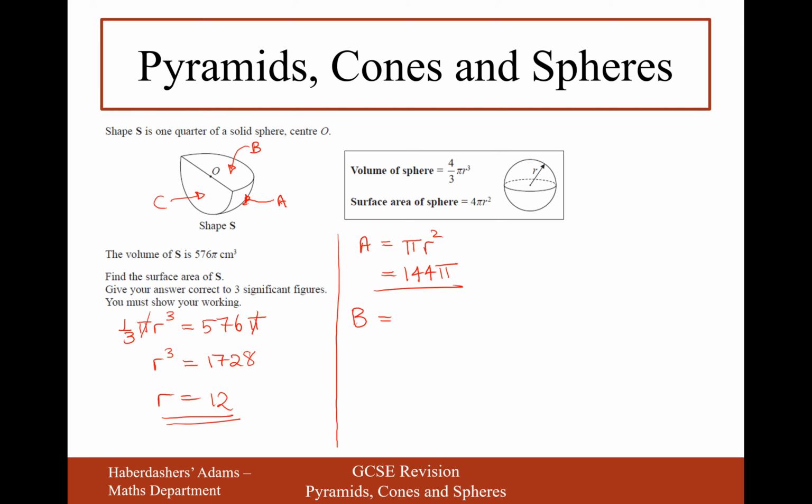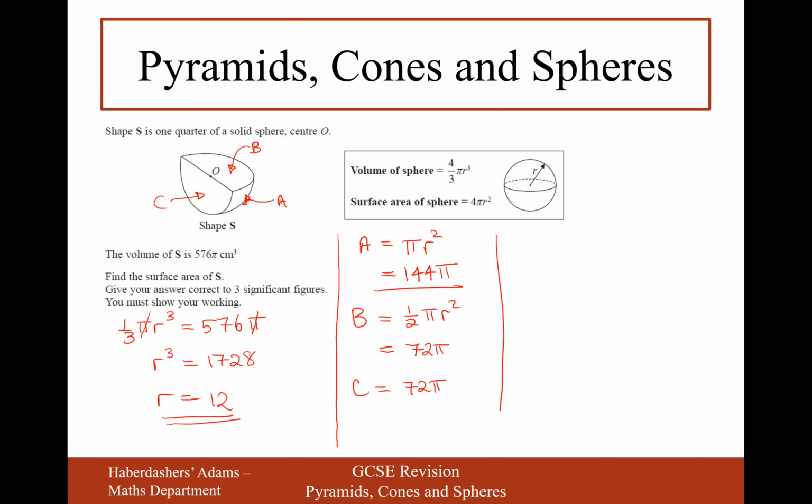Now let's move on to B. B is just a half of a circle. So the circle is going to be pi r squared, but it's going to be half of it, so it's a half pi r squared. So that's going to be 12 squared is 144, but then halve it, we're going to get 72. So 72 pi. And exactly the same with C, because it's exactly the same shape.